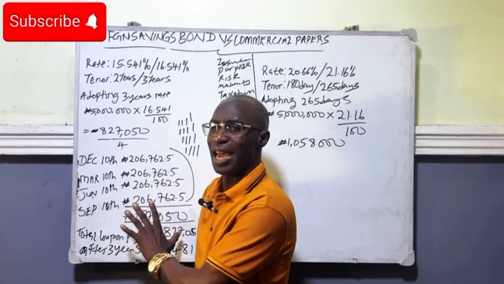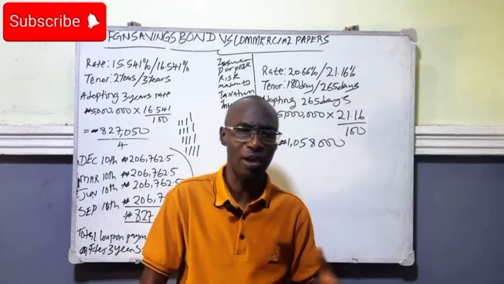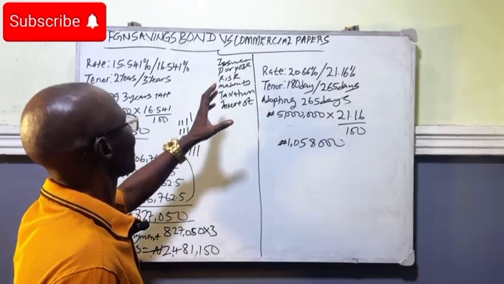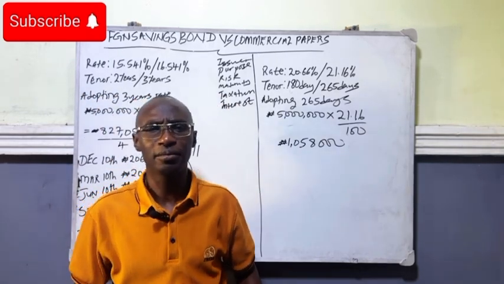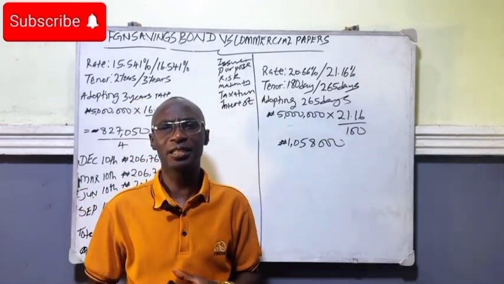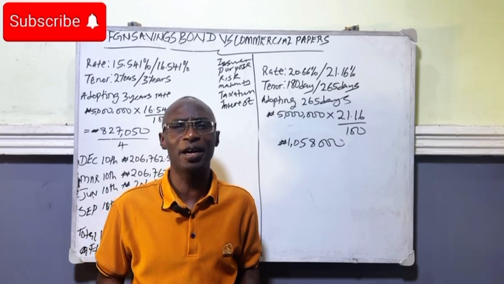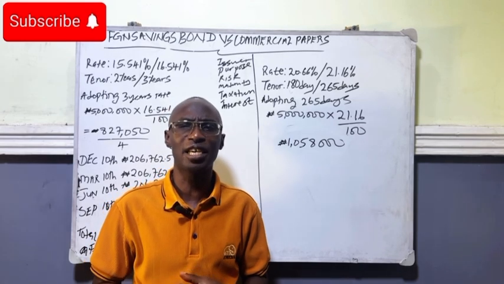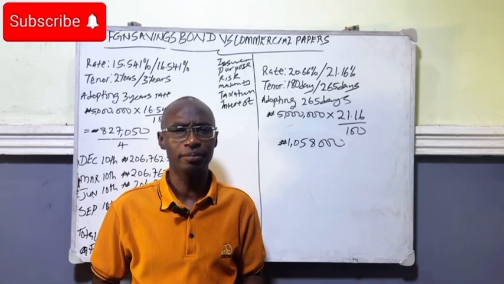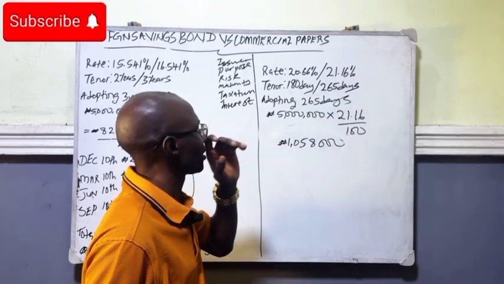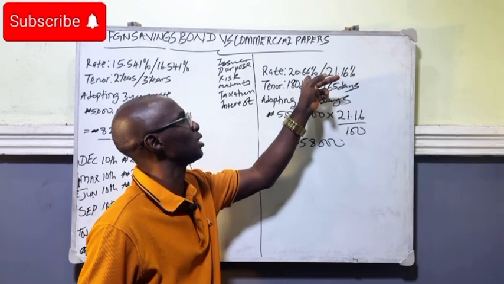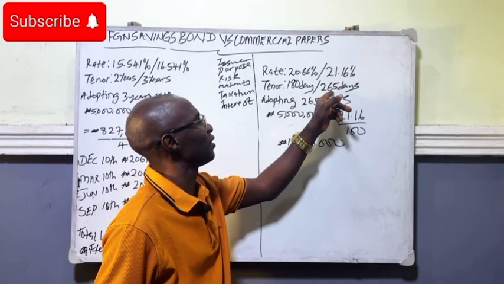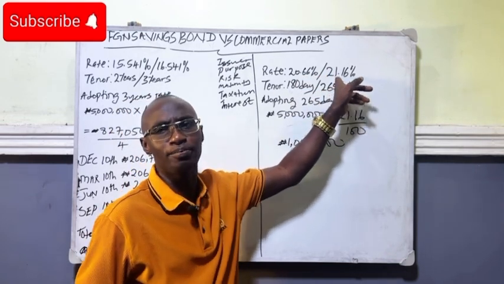Now, if you don't like FGN savings bond, let's look at commercial paper. Now, as far as commercial paper is concerned, presently, Dangote Sugar offered series 13 and 14 of commercial paper. The company wishes to raise a sum of 300 billion naira. Now, let's take a look at 180 days. The 180-day tenure is 20.66%. And for 265 days is 21.16%.